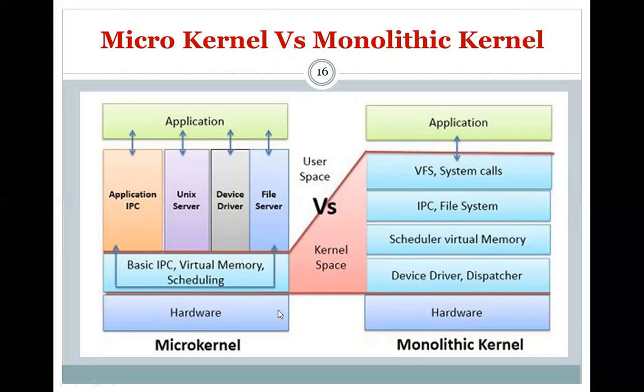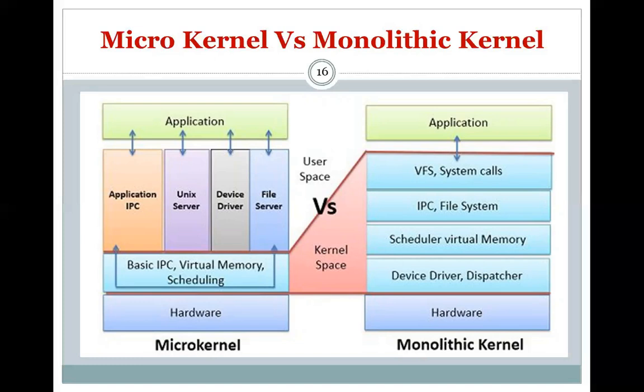As we are seeing, hardware is common in both micro and monolithic kernels, whereas the entire kernel space is reduced in the case of microkernel, that is basic IPC, virtual memory, scheduling. Then in the user space: application IPC, Unix server, device driver, file servers. These are pushed into user space such that the kernel space is reduced in microkernel, whereas application space is common in both the kernels. In monolithic kernel, the IPC, file system, VFS virtual file system, scheduler, device driver, everything are pushed into kernel space.